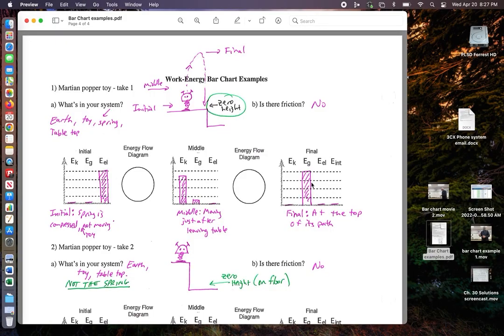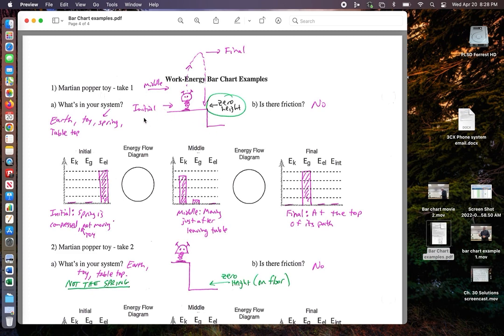I did several bar chart examples with energy on April 19th and April 20th. And so I think that if you look at the videos, which should be at the front of this video, it'll help you out. So there's 3 examples. The first 2 are very similar to each other. So with the first one, we had a little toy. It was actually a chicken toy, not a Martian toy. And it was sitting on a tabletop.